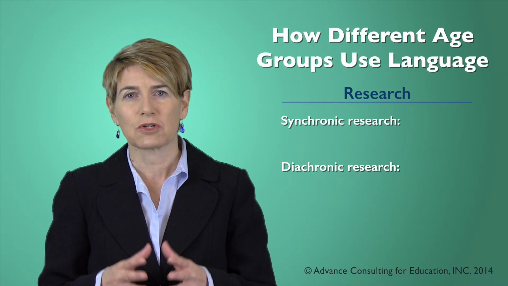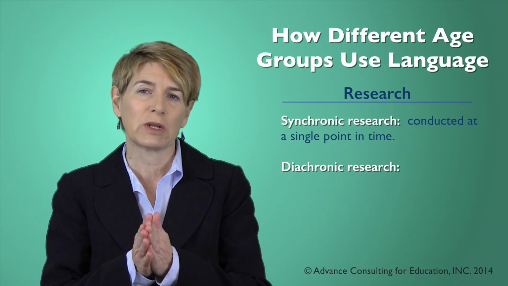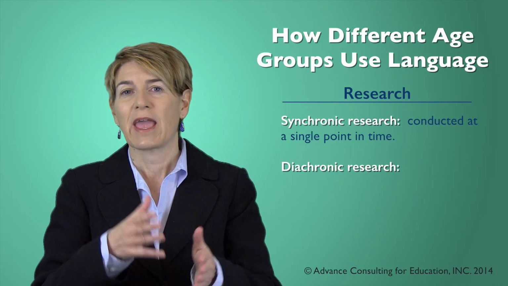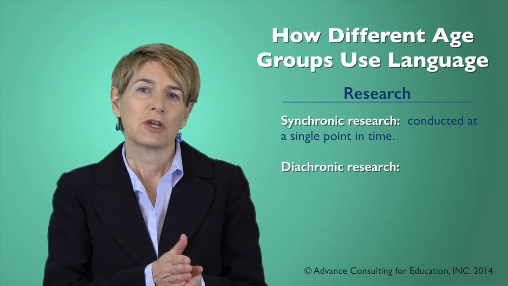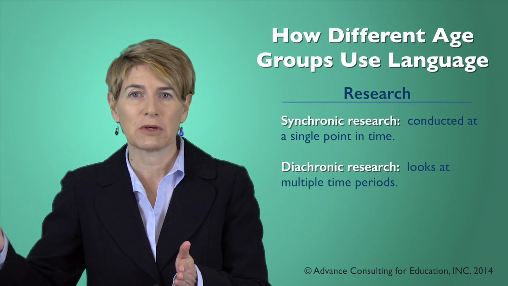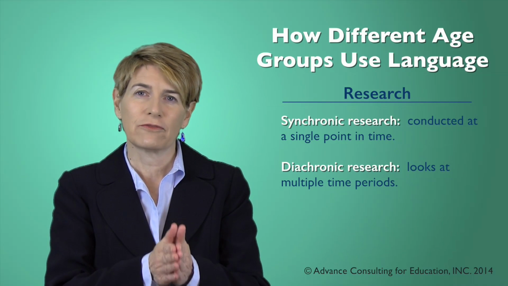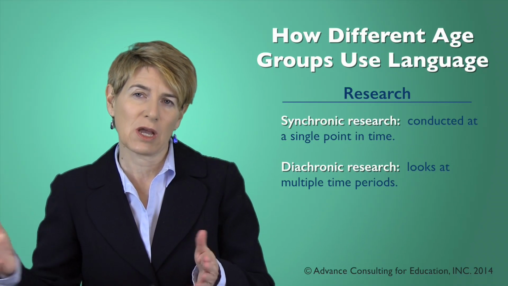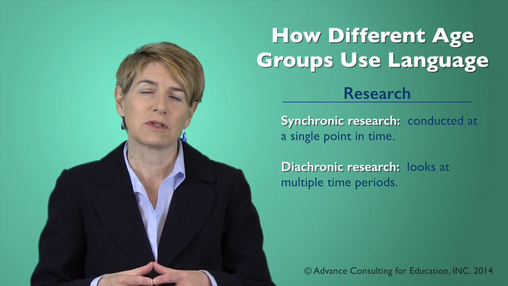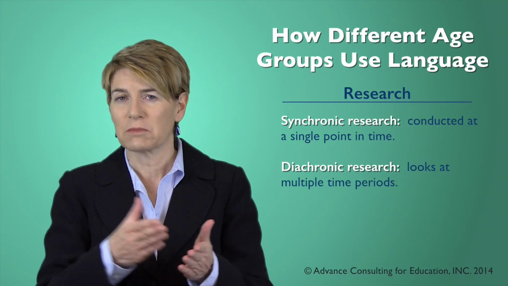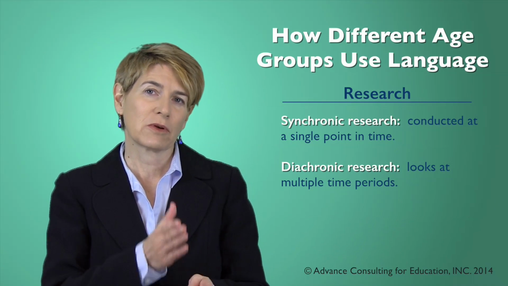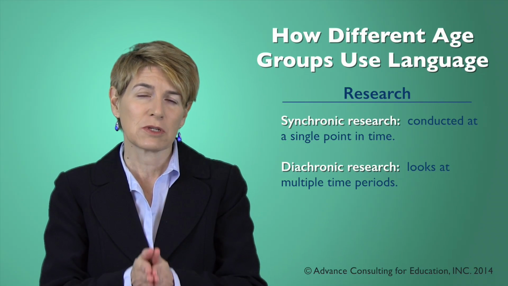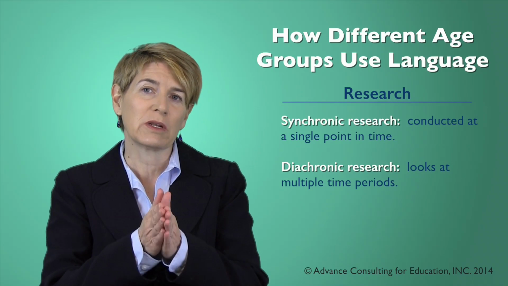Synchronic research is research that is conducted at a single point in time. So it takes people in a certain age category at a specific point in time and analyzes their language use. Diachronic research looks at multiple time periods. So diachronic research will actually follow a group of speakers or a group of language users as they change from one age category to another. Diachronic research obviously takes more time. It's a much lengthier type of research, but it does uncover how language use changes over time with the same group of people. Synchronic research just looks at a single group at a single point in time.